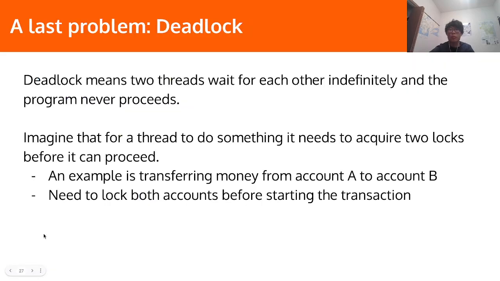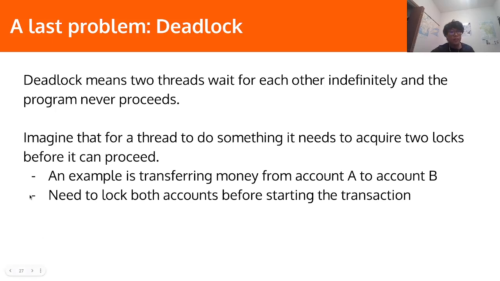There is one last problem that we need to talk about in concurrency, which is deadlock. Deadlock means that two threads will wait for each other forever, and because of that, the program will never proceed. How can this even happen? Imagine that for a particular thread to do something, it needs to acquire more than one lock. It needs to acquire two, three, or four locks before it can proceed.